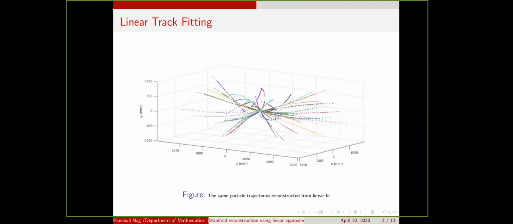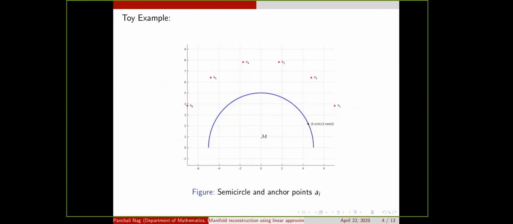And the rest of the presentation would focus on how this linear approximation is valid, or how it can be used, basically just an idea of it. So to get the idea, we consider a very simple toy example. We consider a semicircle, which we denoted by M, and we consider some anchor points, which are close to it, and we call them A_i. And then we compute the distances of a representative point with these anchor points, and we call these distances D_i.